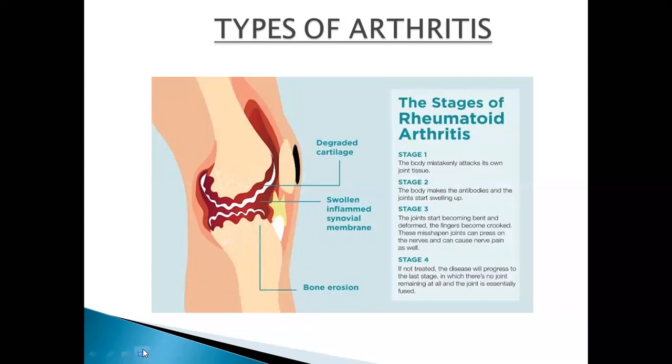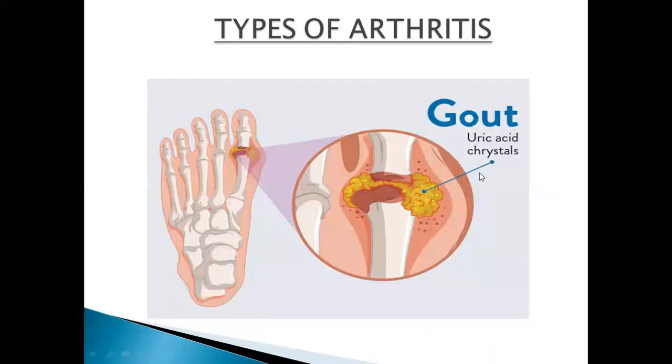I am moving towards the next problem, gout, which is the third type of arthritis. What happens in this disease, you can see here. This joint point on the toe, right. What happens here, you can see the crystals. These are the uric acid crystals. It is characterized by the accumulation of uric acid crystals in movable joints.